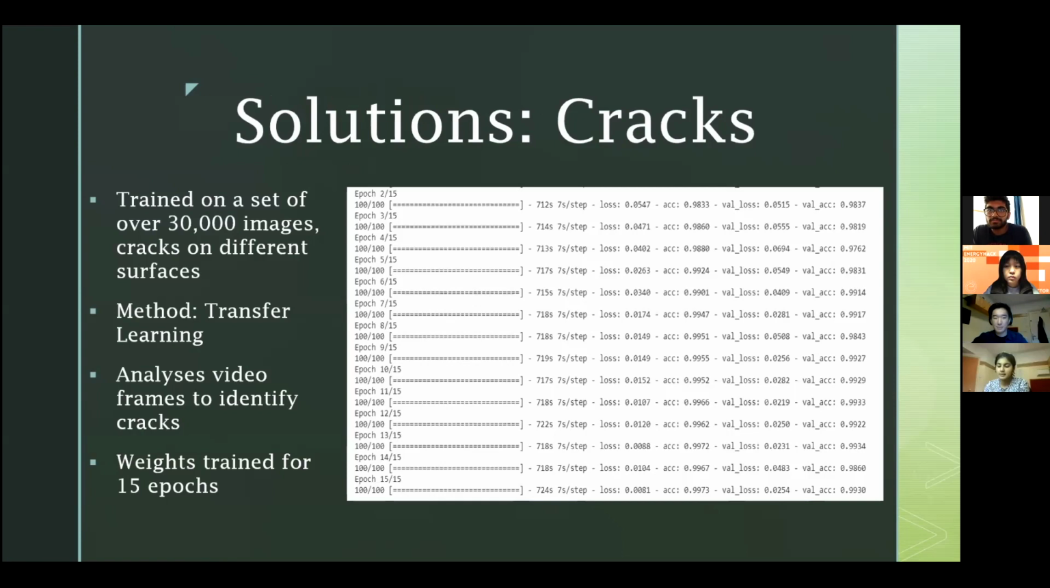We also looked at identifying cracks to look at structural damage, which can obviously lead to many injuries. So for this, we used the concept of transfer learning and we applied it to different surfaces with cracks. So our data set had 30,000 images of surfaces with cracks. And so we trained this over 15 epochs and collected the weights. As you can see the loss values and accuracy. Firstly, the first two columns for the training data and finally for the validation data for each epoch.